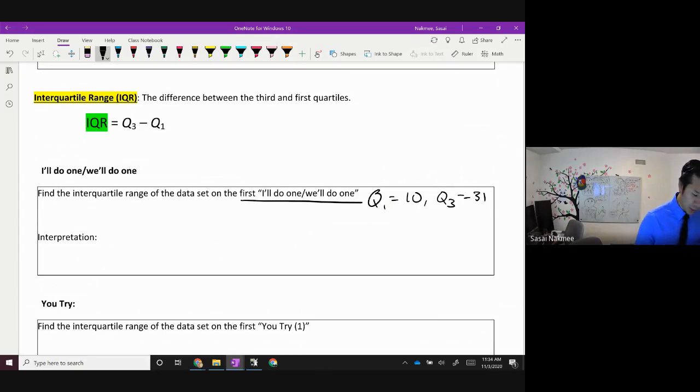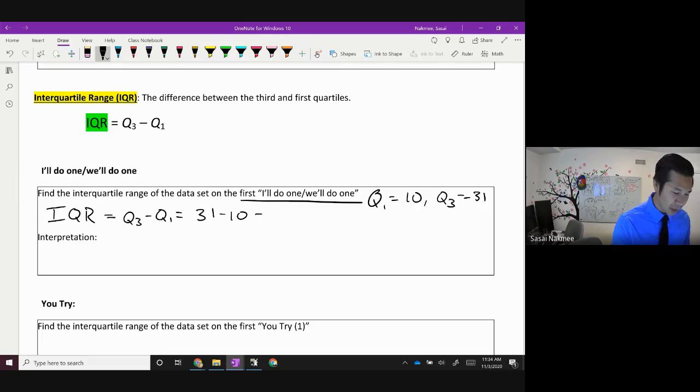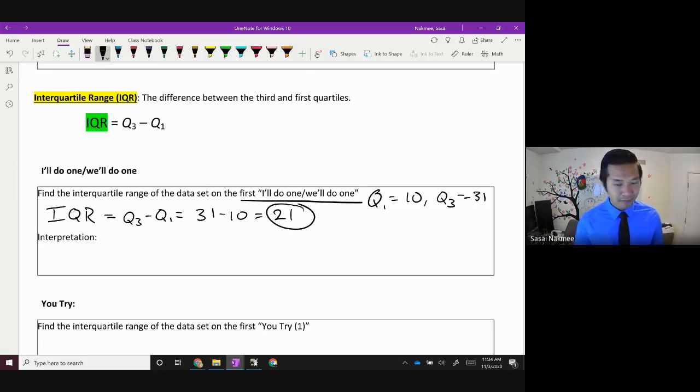So how do you find the IQR? Well, the interquartile range is just Q3 minus Q1. What's Q3? That was 31. What's Q1? That was 10. So what's the IQR equal to? 31 minus 10, which is just 21. That's it.